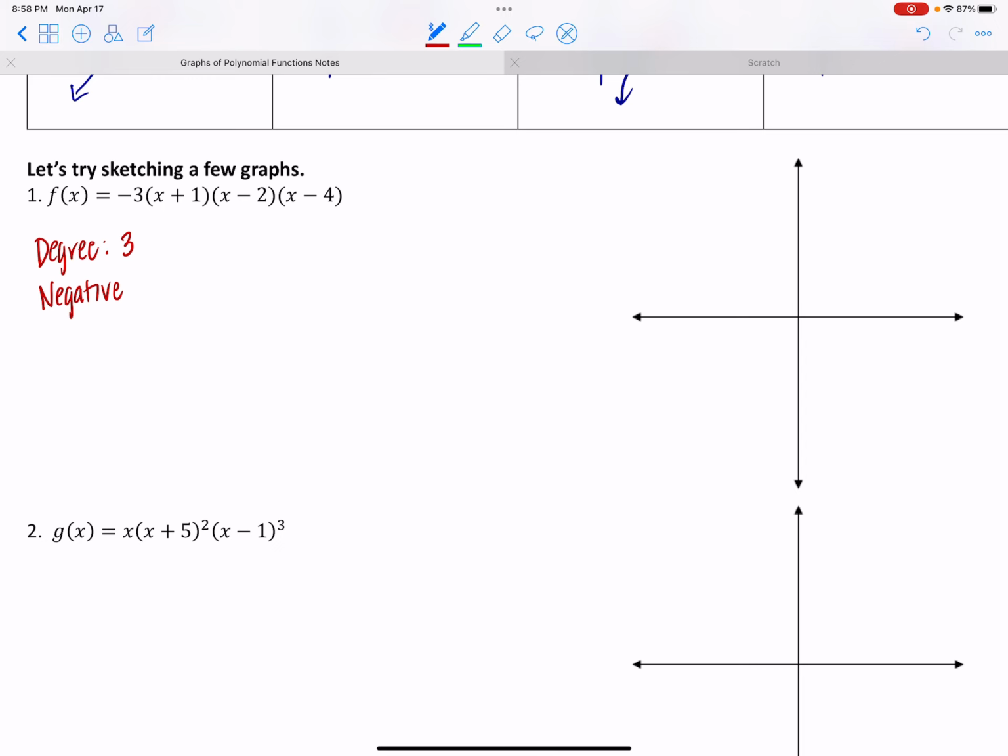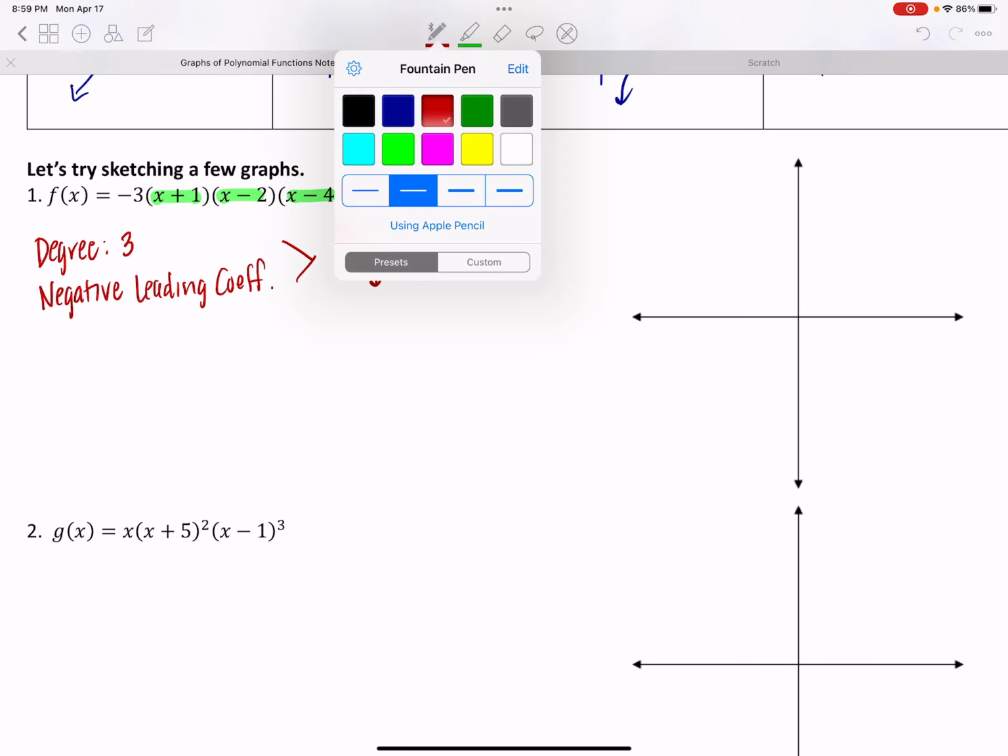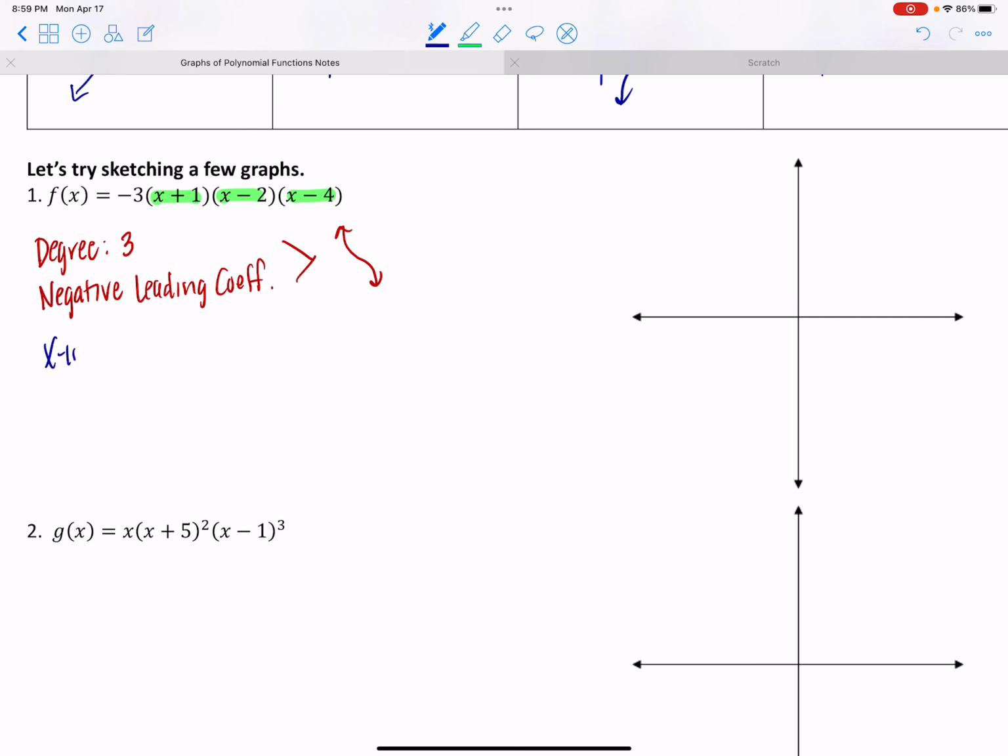So a negative leading coefficient. These two things tell me that basically the ends will look like this. The left end's going to go up and the right end's going to go down. Now I can also, because of these factors, see where I'm going to cross the x-axis. So I'm going to have x-intercepts at x equals -1 and +2 and +4.